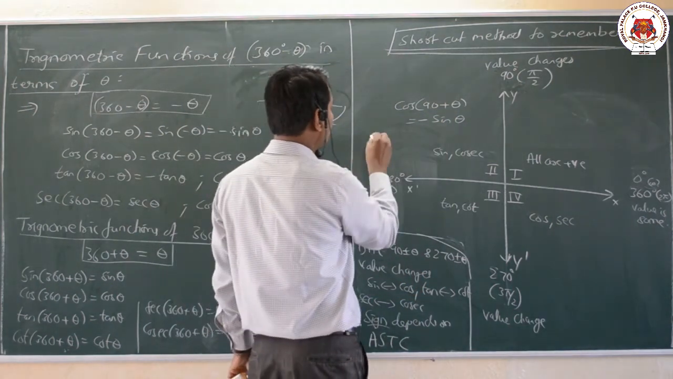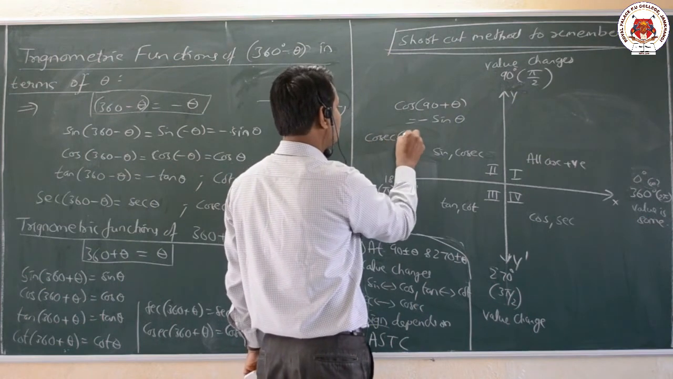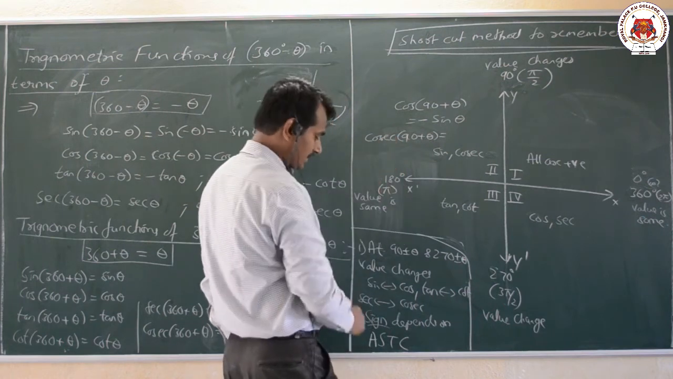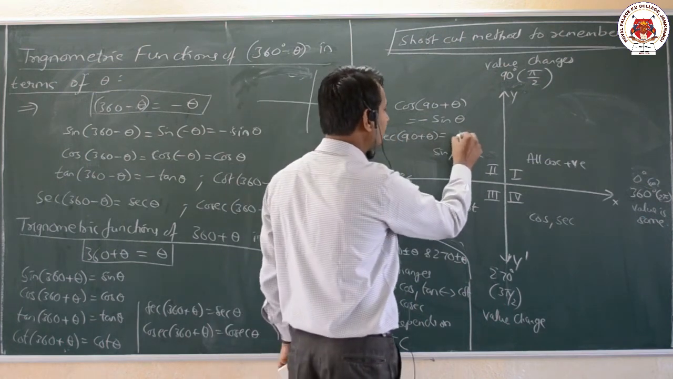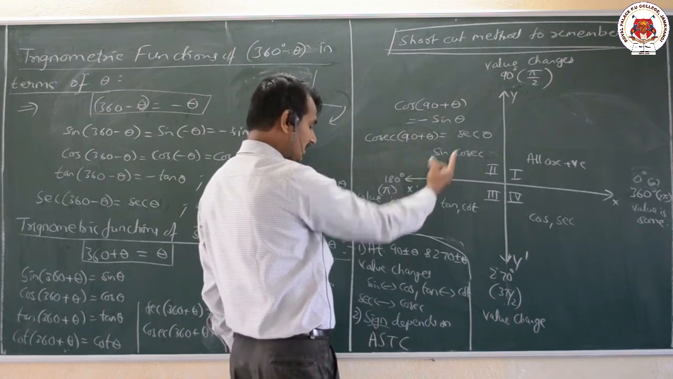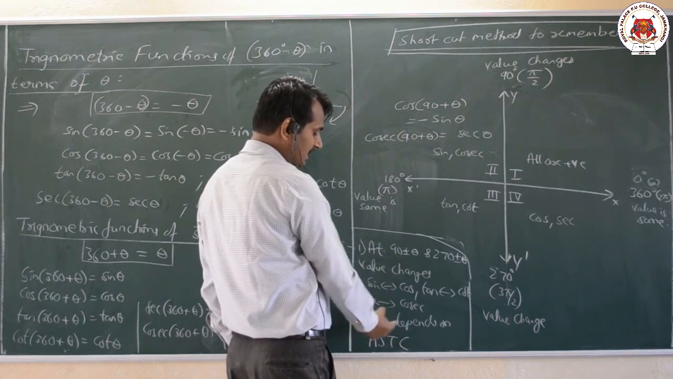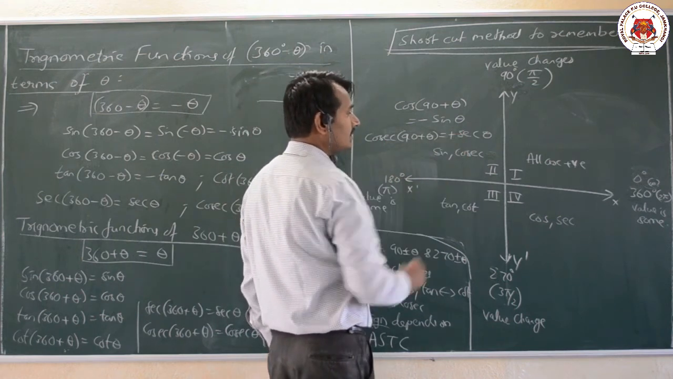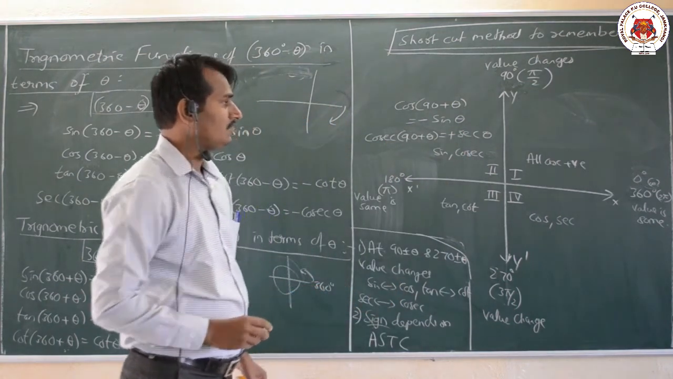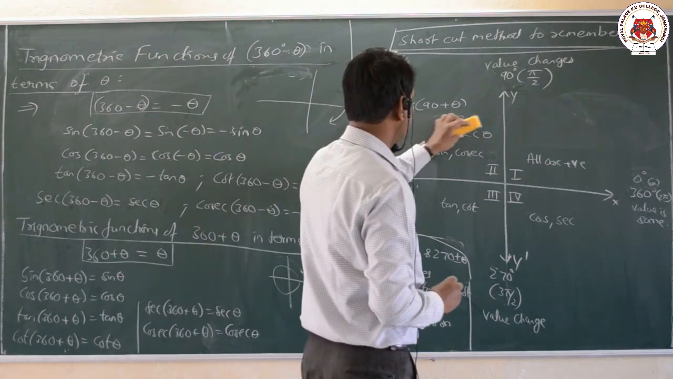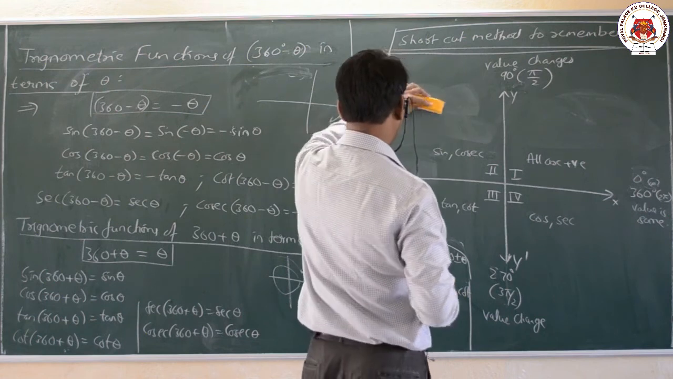Similarly, we can take one more example, that is cosecant of 90 plus theta. Cosecant becomes secant here, that is the value changes. The sign depends on the ASTC rule, that means cosecant is positive in the second quadrant. So therefore we have cosecant of 90 plus theta. Okay dear students, that is all about the discussion of 90 plus theta.